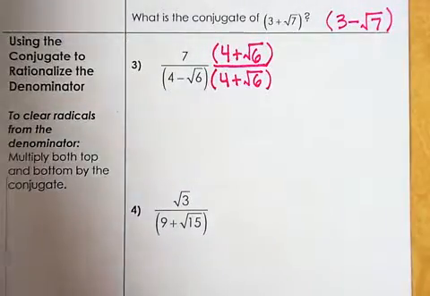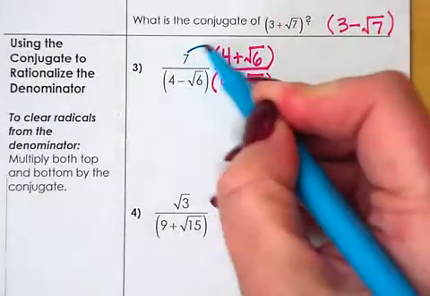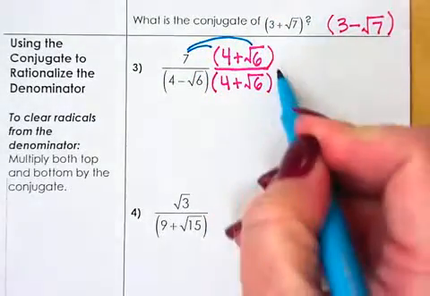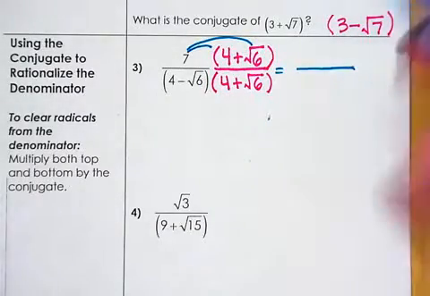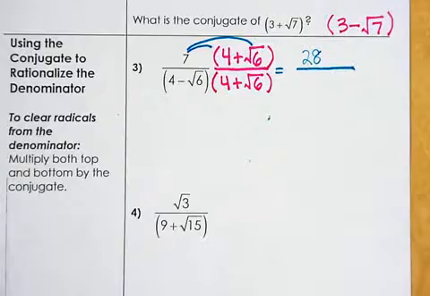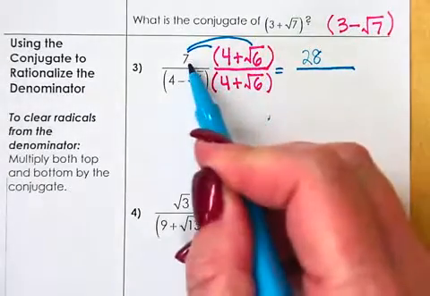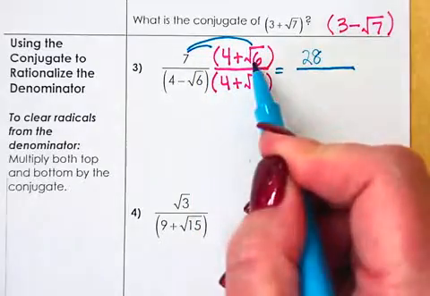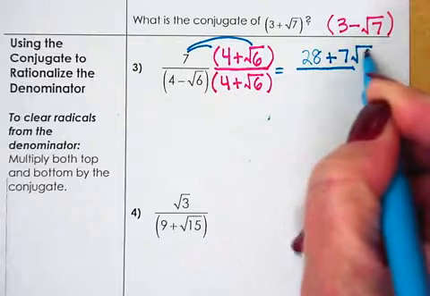Now, to simplify that, we're going to go ahead and distribute. On the numerator, the 7 gets distributed. 7 times 4 is 28. And then 7 times radical 6, 7 is an outside number. The 6 is an inside number, so that just becomes plus 7 radical 6.